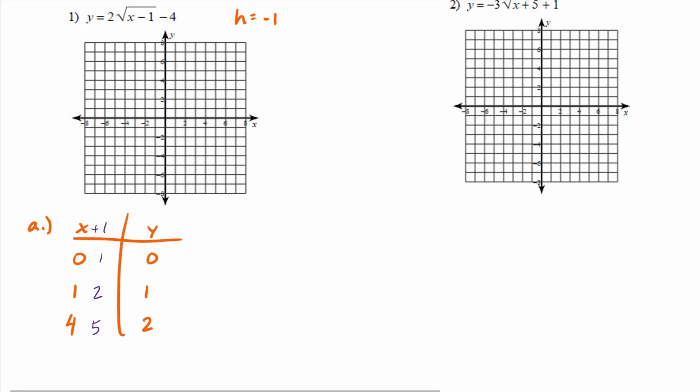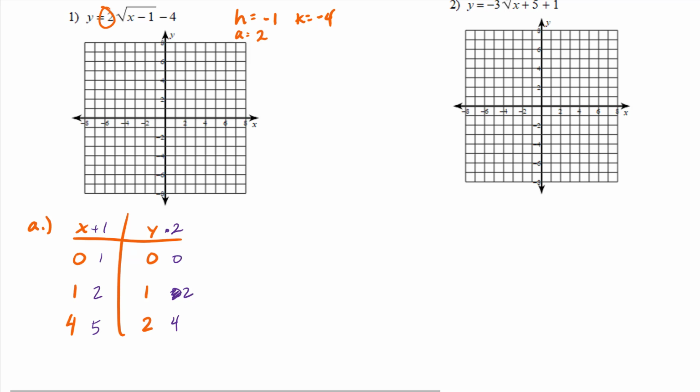Next thing I look at is what's my k value. Well, the k value is -4. So with -4, that means I'm going to be shifting down. And then I also have the a value here, where a is equal to 2, and that's our vertical stretch. So what we want to do first is our vertical stretch. That's multiplying by 2. 0 times 2 gives me 0. 1 times 2 gives me 2. And then 2 times 2 gives me 4.